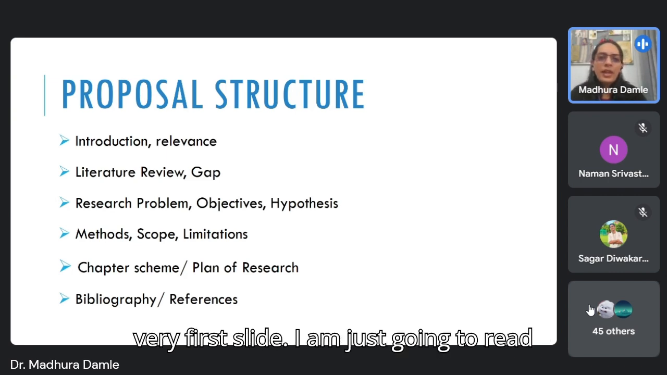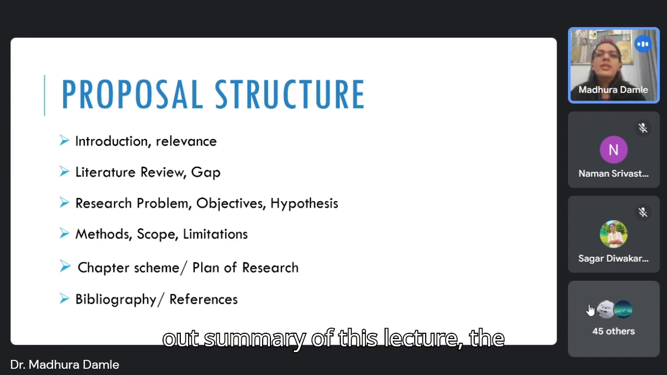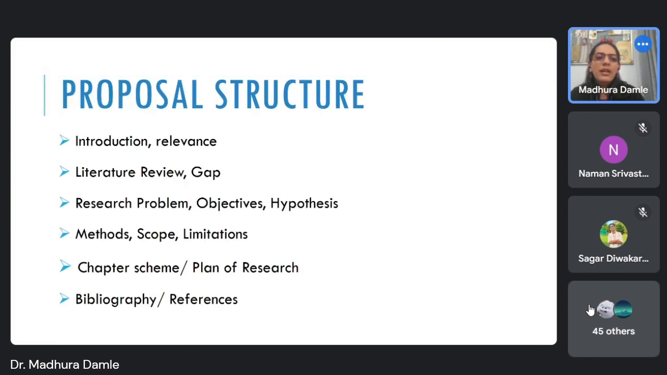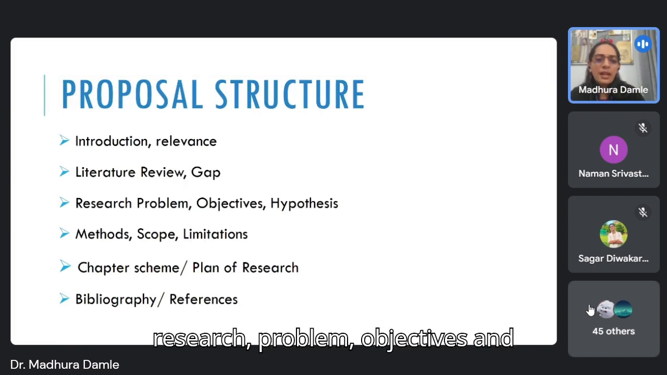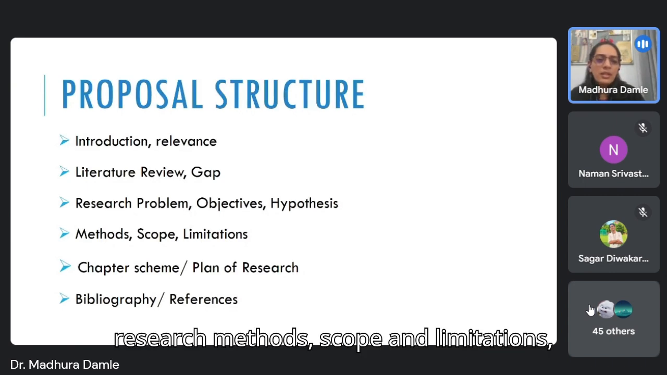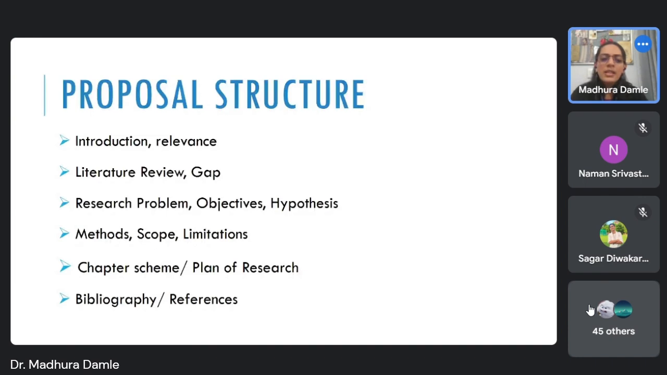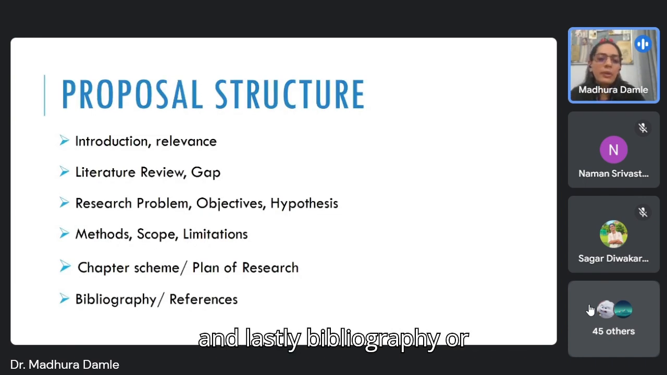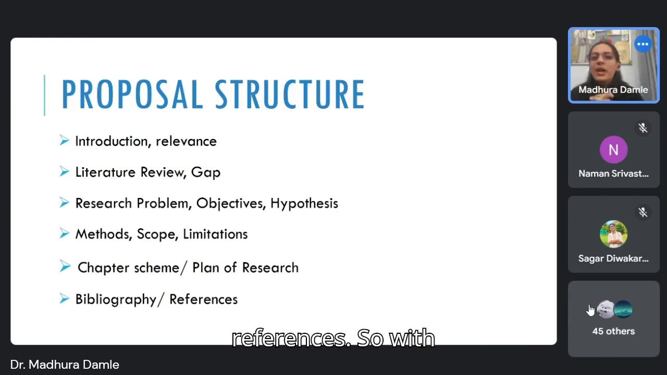So these are a few quick suggestions. And now I come to the very first slide. I'm just going to read out the summary of this lecture, the proposal structure: introduction and relevance, literature review and gap, research problem, objectives and hypothesis, research methodology, research methods, scope and limitations, scheme of chapters or plan of research, and lastly, bibliography or references. So with this, I stop.